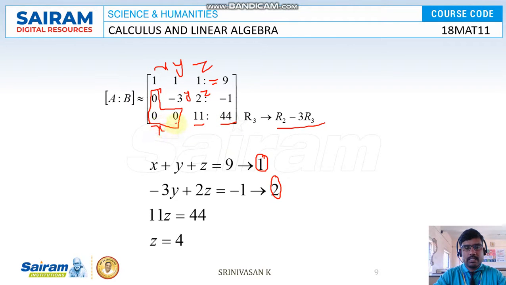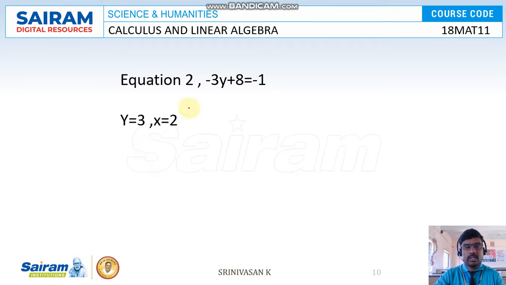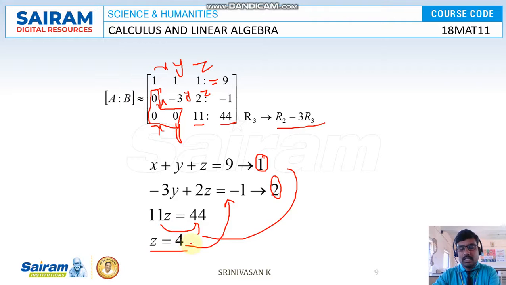Here the x coefficient is 0 and the y coefficient is 0. So we get 11z equal to 44, so z equal to 4. Substitute the z value here, we get the y value. Substitute the x and y values here, we get the other value. So y equal to 3, x equal to 2, and z equal to 4.